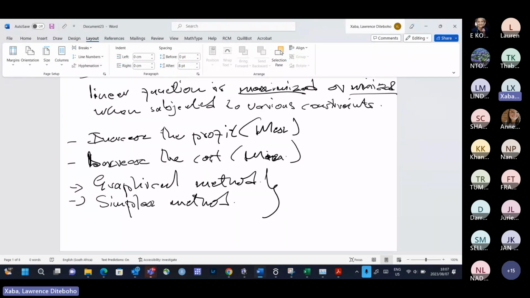For example, if we look at the first method, graphical, we can only apply the graphical method when we have two variables. That's the only time we can use the graphical method to solve our problem under linear programming. Then the second one is the simplex method. This is where the problem becomes complex. When I mean complex, it is where you find a problem with two or more variables. Sometimes we can be given 3 variables.